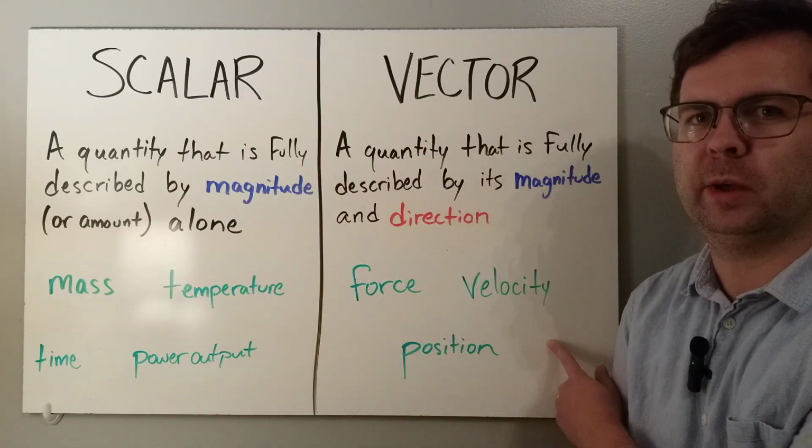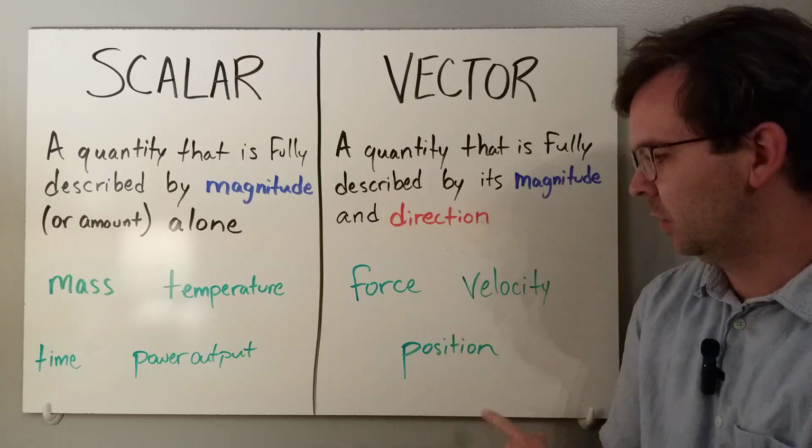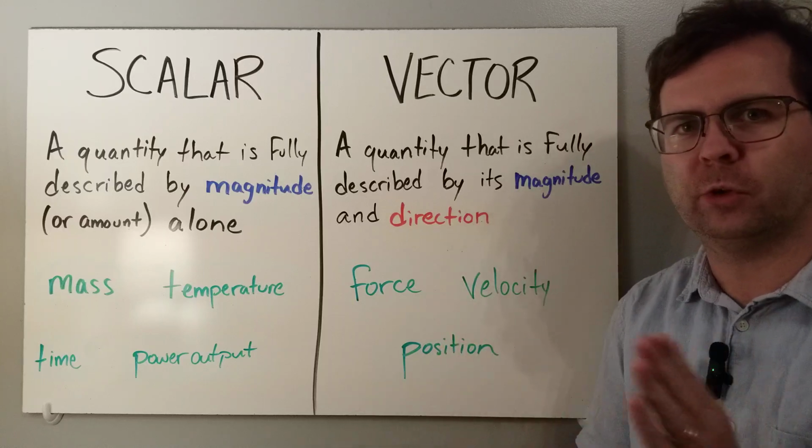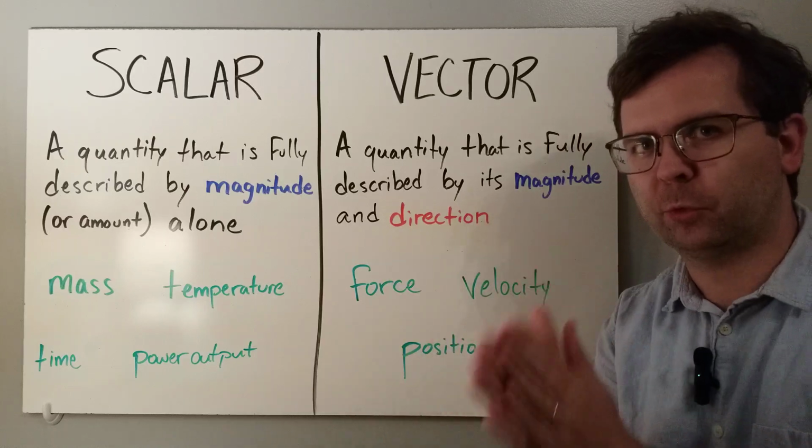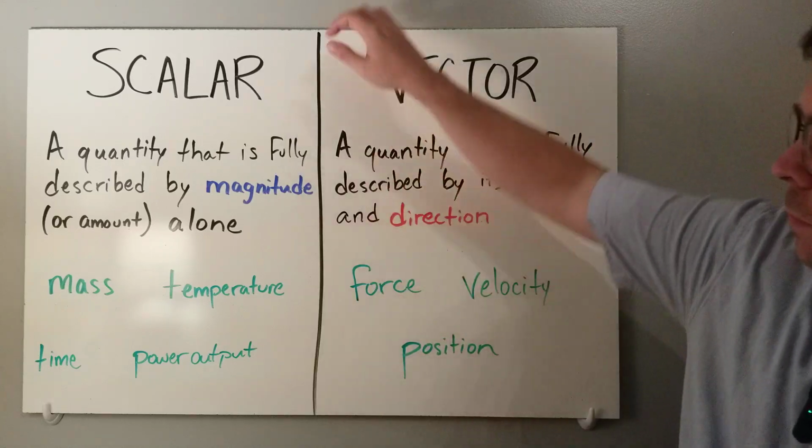Velocity is the same way. It's speed with a direction. Position always includes the direction, where something is located with respect to a reference point.